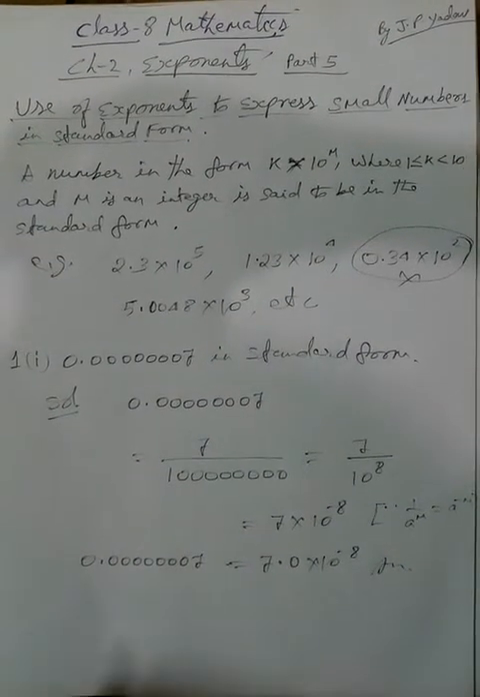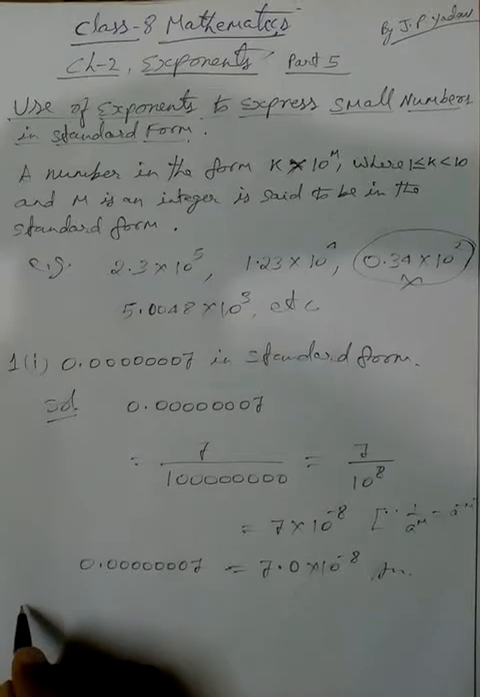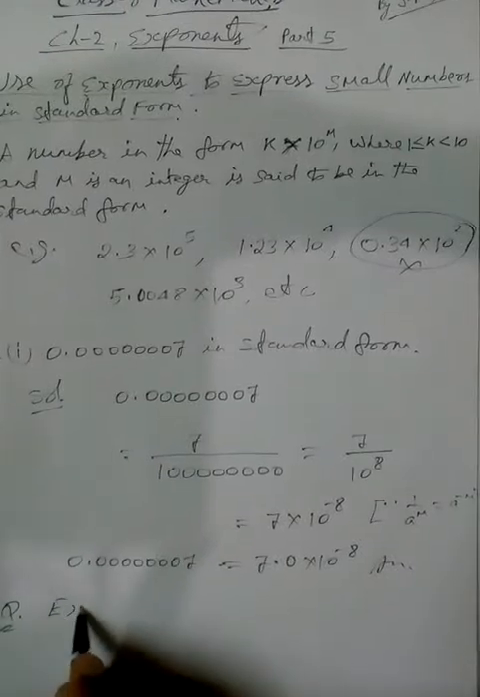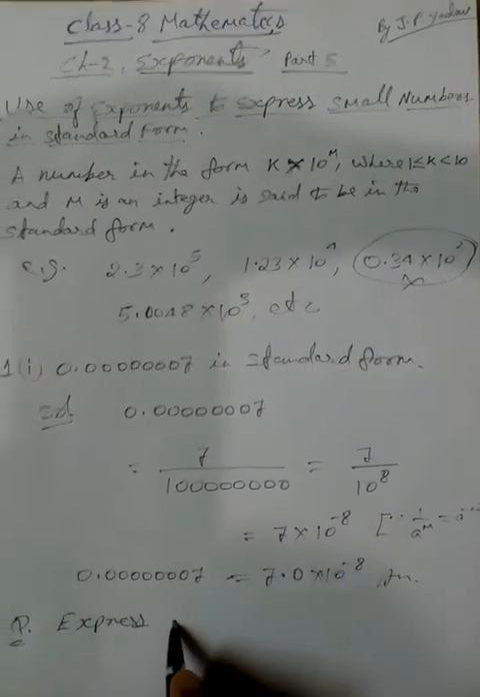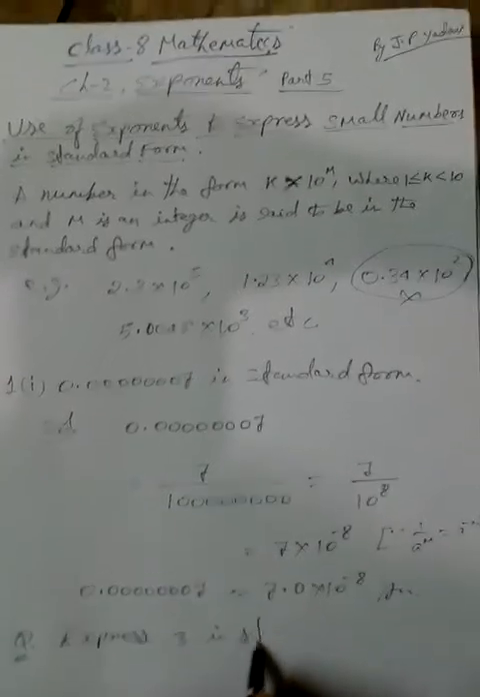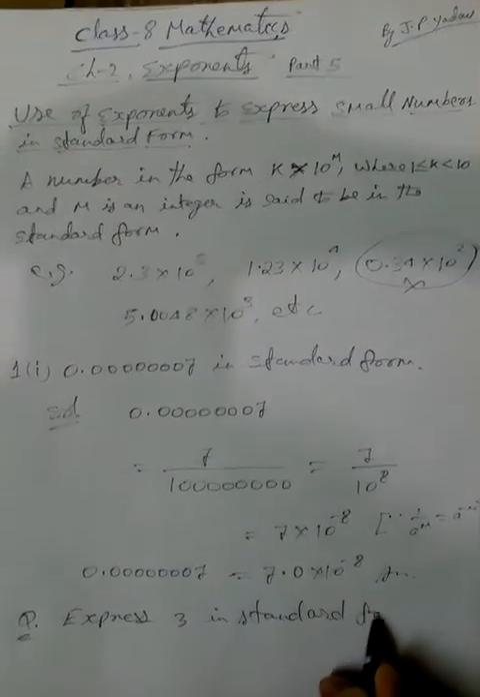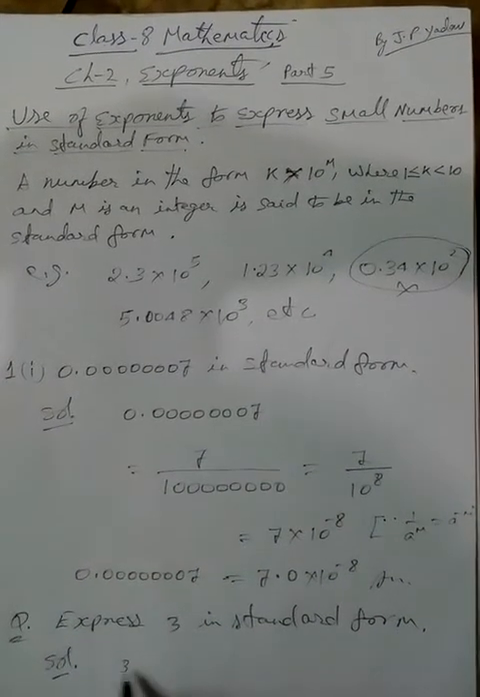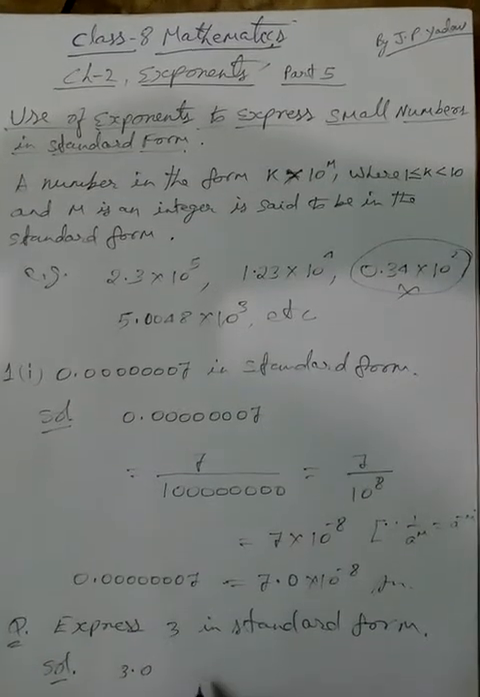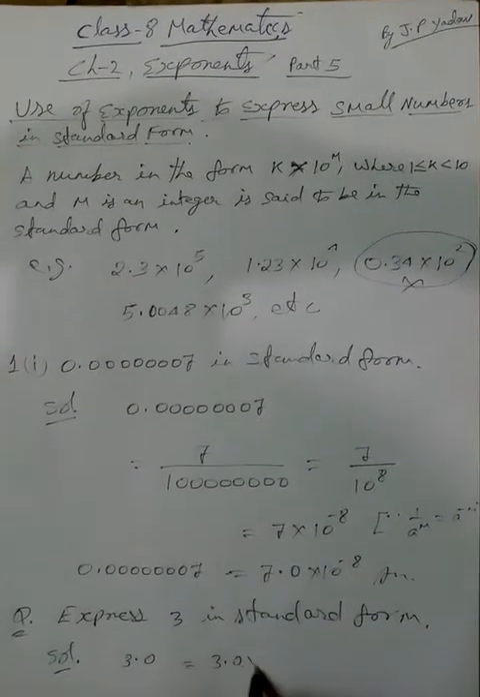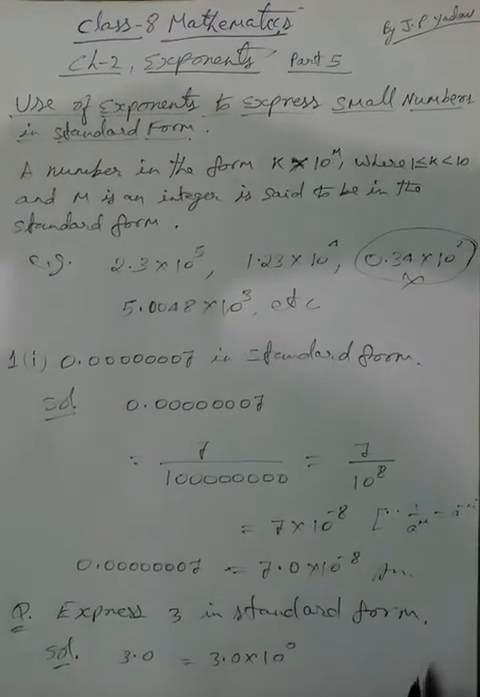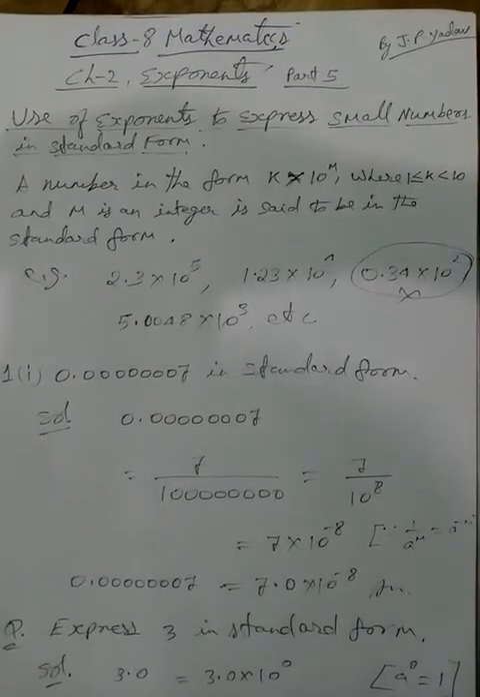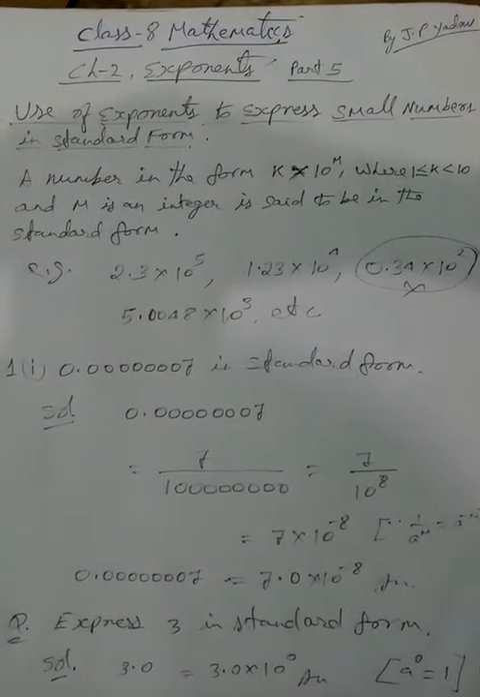Another question we can discuss regarding this is, suppose you are asked to express 3 in standard form. What will we do? We will write 3.0 first, then 3.0 into 10 raised to the power 0, because 10 raised to the power 0 is 1. Any number to the power 0 is 1. This means this is the standard form of 3.